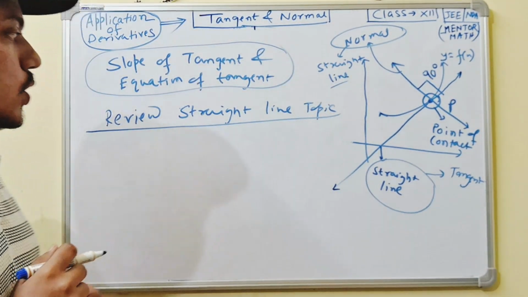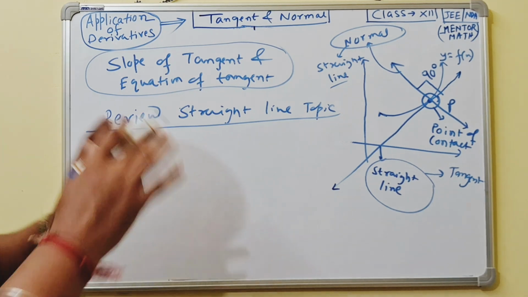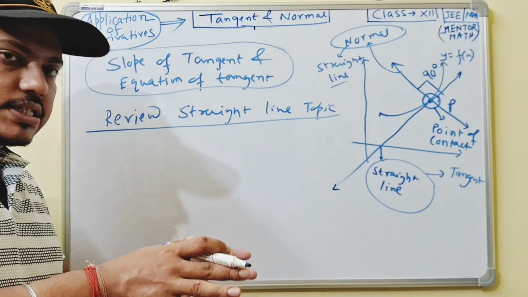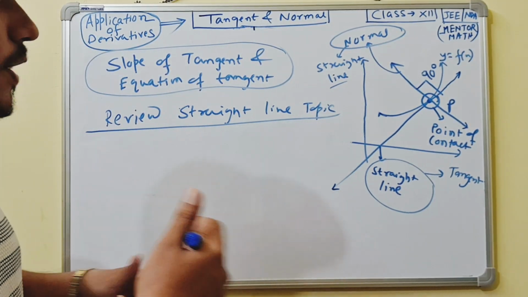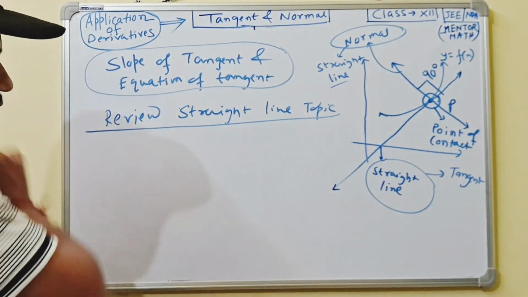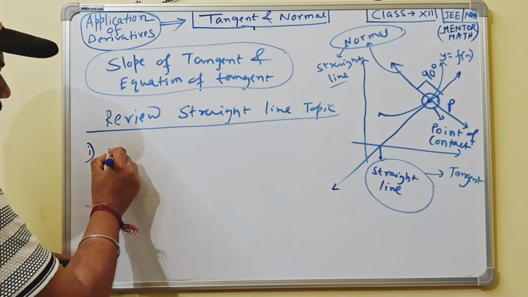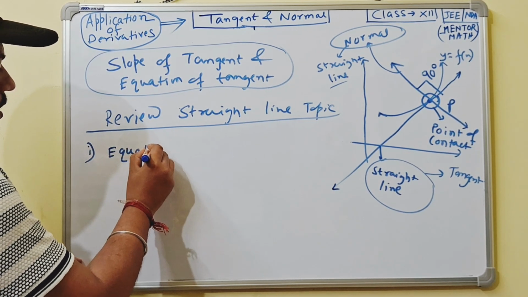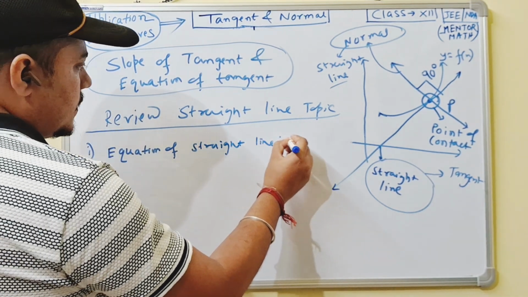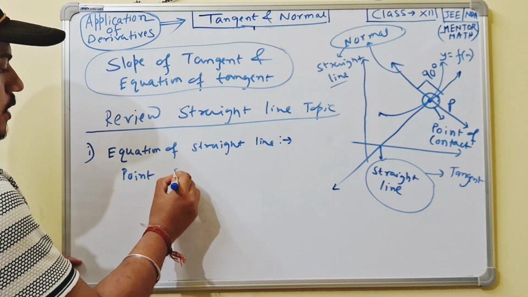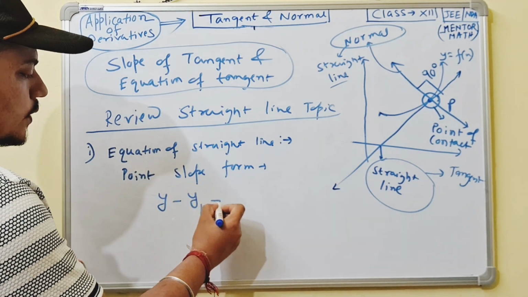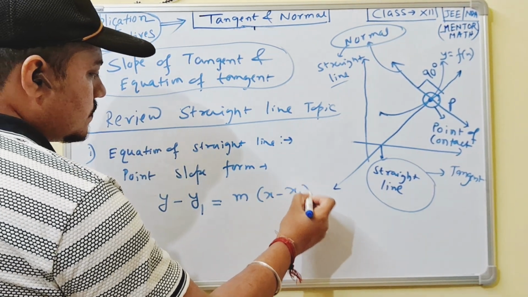That is already studied in your class 11. In your straight line, because actually this tangent and normal both are straight lines, you have to know the equation of straight line, how to write the equation of straight line, and how to find the slope of straight line. So what is the review? Number one, you have to know the equation of straight line, that is the point slope form: y minus y1 is equal to m into x minus x1.